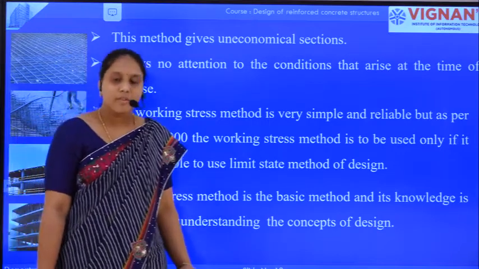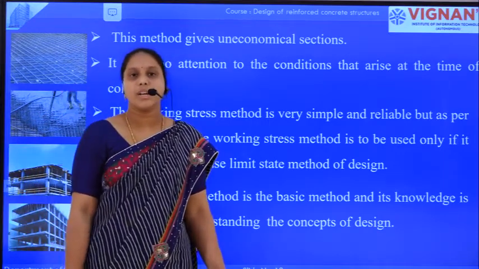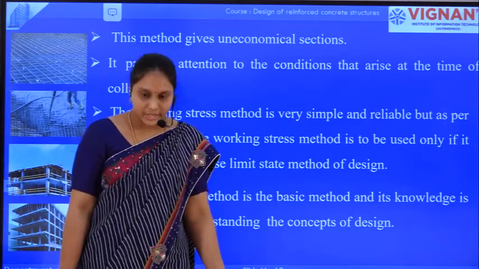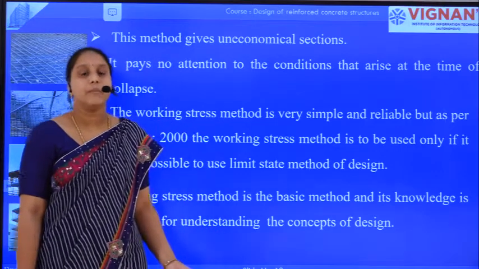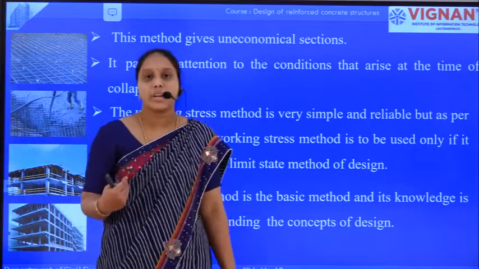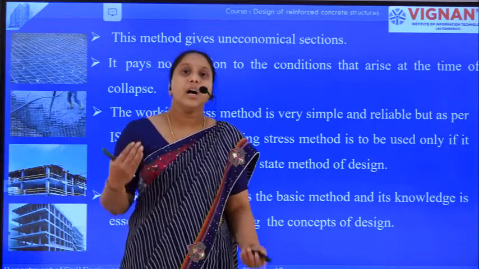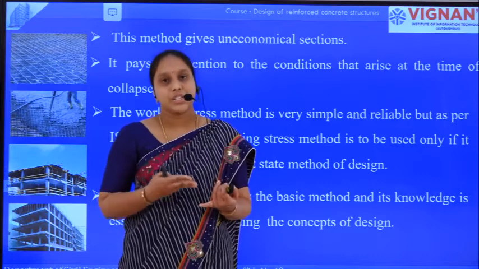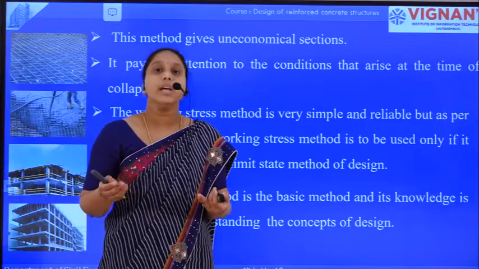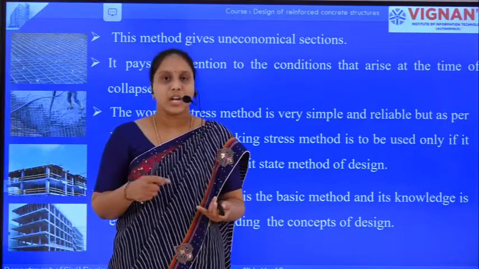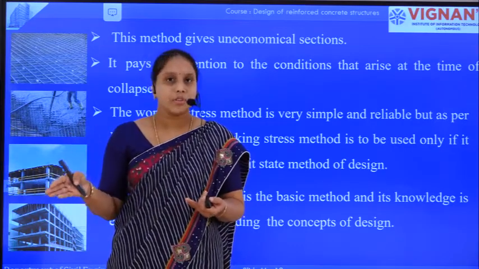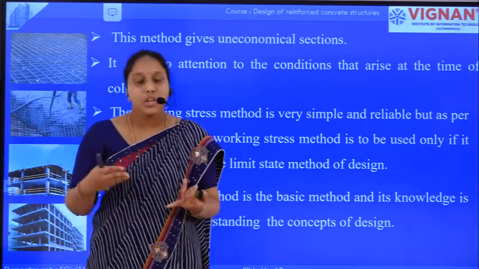Now, till now we have seen what is meant by the working stress method, and we have seen the drawbacks of the working stress method. Now let us see what is meant by the ultimate load method. So we have seen so many drawbacks in the working stress method. In the stress strain curve of the materials, that is the concrete as well as the steel, only the behavior up to the elastic range is considered. The original behavior of the materials, that is the plastic behavior, is not taken into consideration. So that is a drawback.